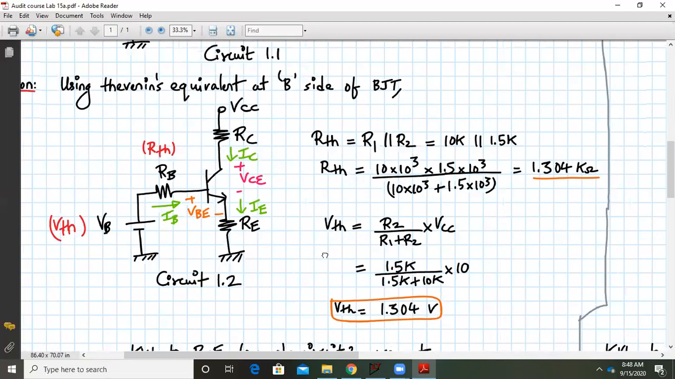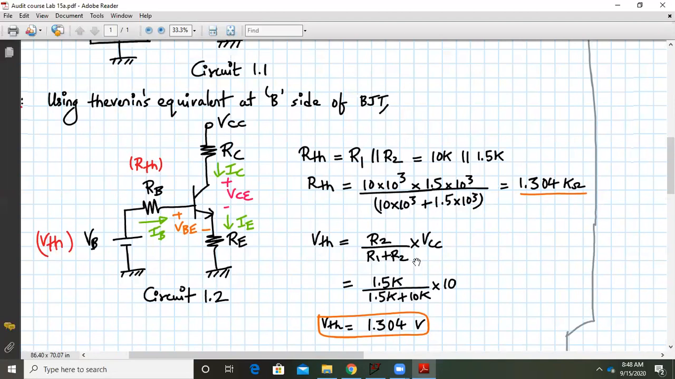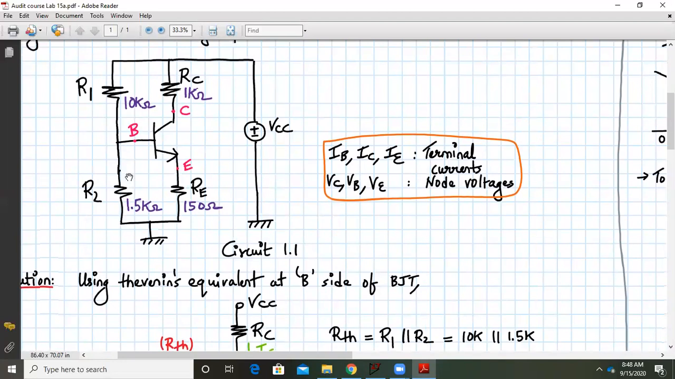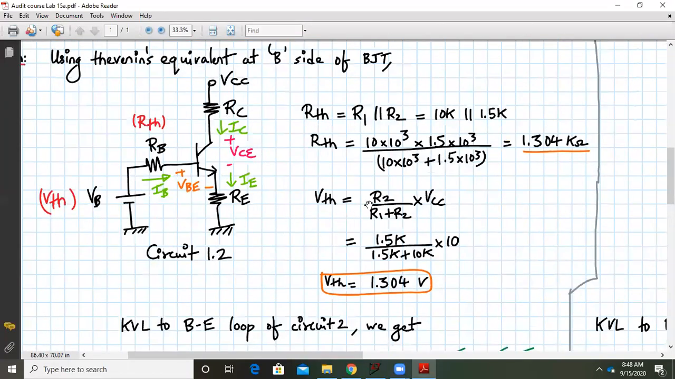Now VTH will be R2 upon R1 plus R2, into VCC. I am positive that you must have learned in theory that VTH is basically VB. So how do you determine VB? VB will be R2 upon R1 plus R2 into VCC. That's what we have written over here. You put in the values: R2 is 1.5K and R1 is 10K. If you work it out on a calculator, VTH will be 1.304 volts. Again, write it up to 4 decimals.